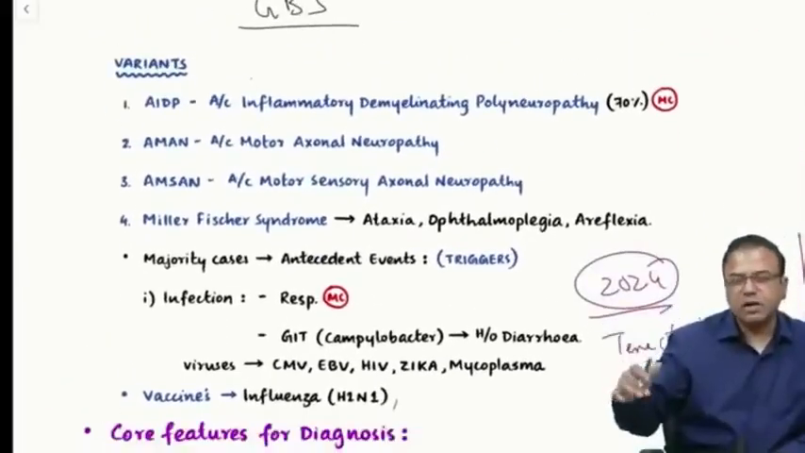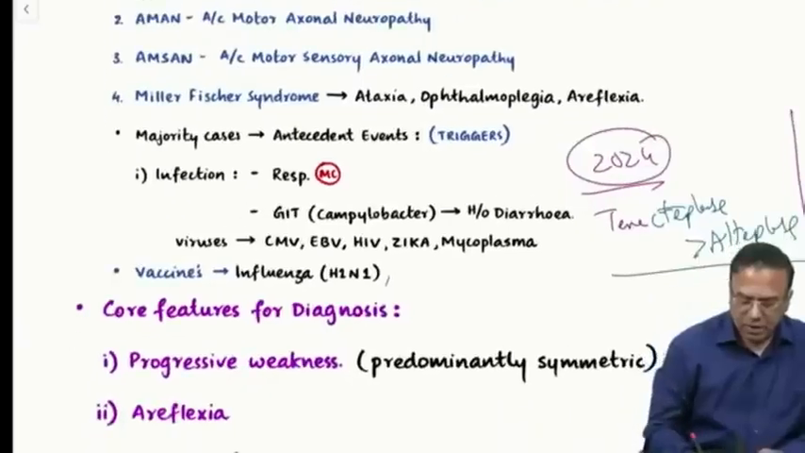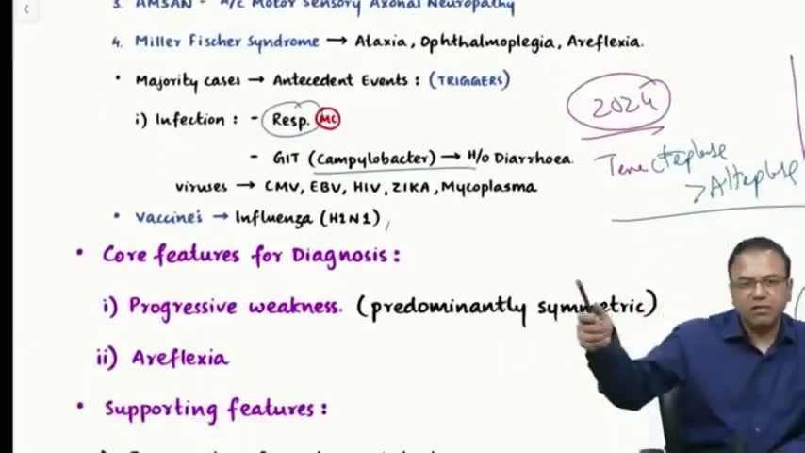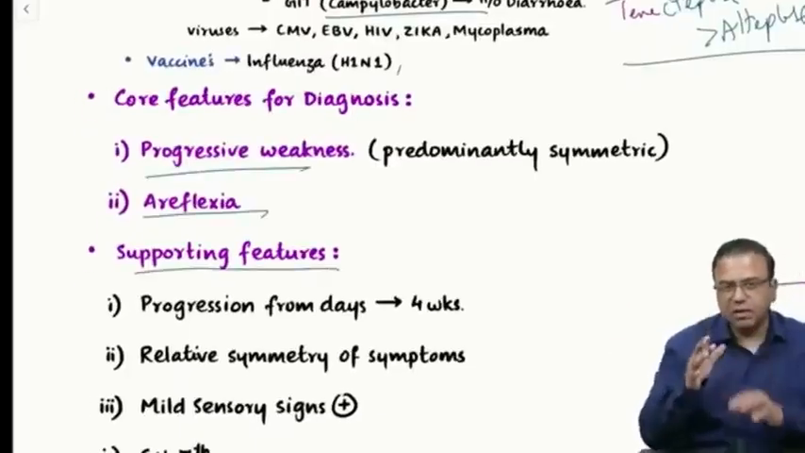So GBS, basically so many types are there. The most common type is AIDP. Patient typically has an infection or Campylobacter. They'll have diarrhea or they'll have viral fever, and then they'll develop the weakness. So progressive weakness, areflexia, symmetric weakness is the main thing.